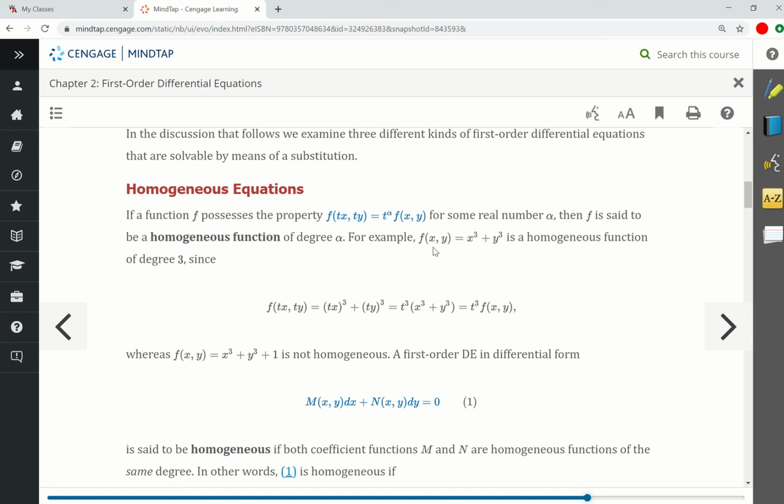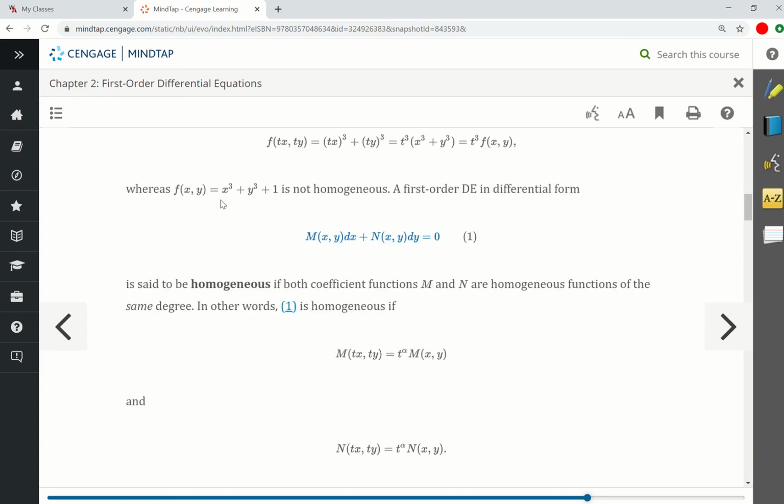For example, if we looked at the function f of x comma y, which is equal to x cubed plus y cubed, this would be a homogeneous function of degree 3. In order to see that, you would simply test: replace x with t of x and simultaneously y with t of y, substitute it into the equation, and try to see if there's a common factor of t that you could pull out. Here, of course, we can pull out a t cubed. By factoring that out, what we're left with is t cubed times x cubed plus y cubed, which was the original function. So this function would be homogeneous of degree 3.